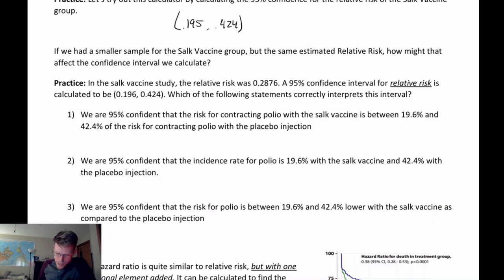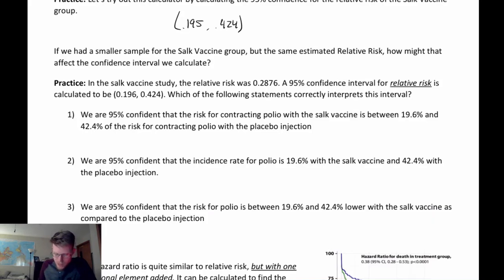So these 3 statements, let's start with the first one. We are 95% confident that the risk for contracting polio with the Salk vaccine is between 19.6 and 42.4% of the risk for contracting polio with the placebo injection. So that actually sounds pretty good. I think that is a correct statement. So it's saying that the risk is between these 2 values, that we're 95% confident that risk for one is this much percent the risk from the other, so that makes sense.